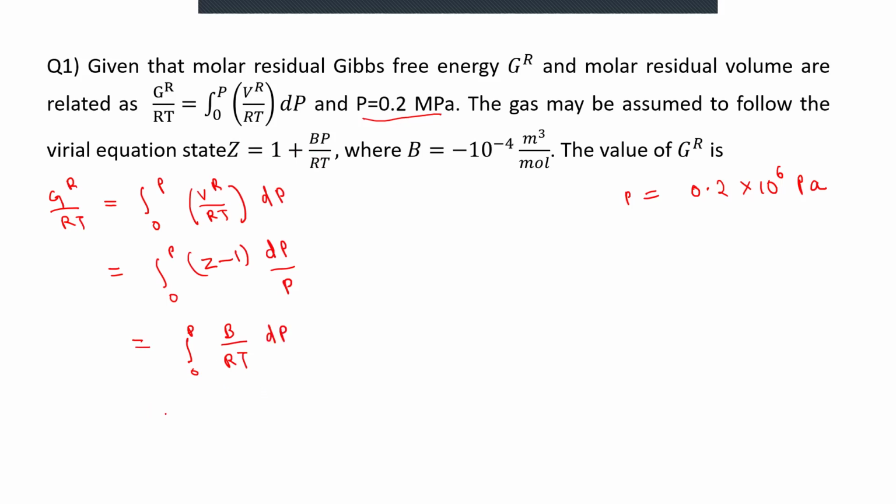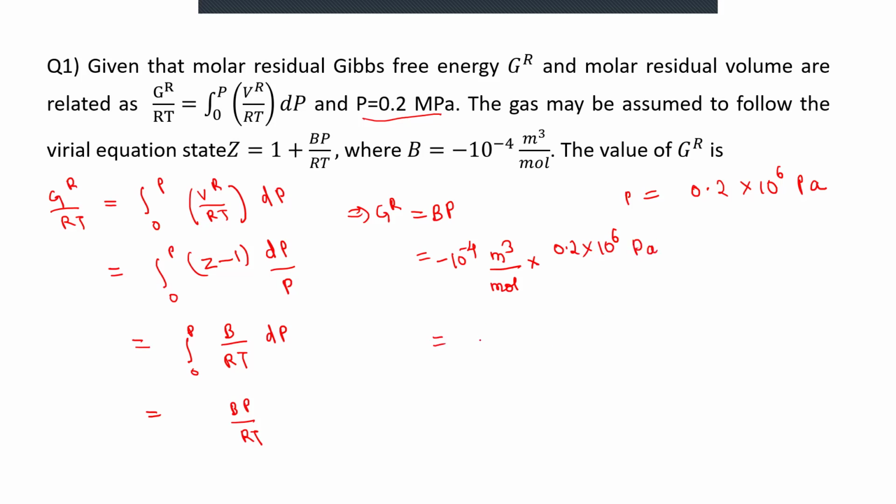Equals to Pp by RT. So it implies GR is Pp. Since the RT is cancelled, at a pressure T equal to this, we get minus 10 power minus 4 meter cube per mole into 0.2 into 10 power 6 Pascal.